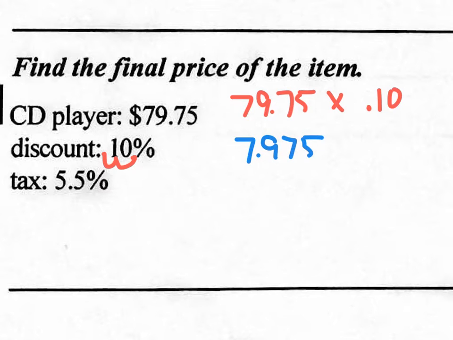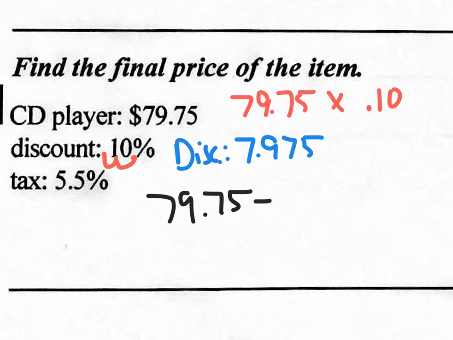7.975. Okay, so what did we just find right here? We found the discount in dollars. This is the discount in dollars. So what do I need to do to the original price? What do I need to do to the original price? I need to subtract this discount. So let's do 79.75 take away the 7.975. We're going to end up rounding off at the end.